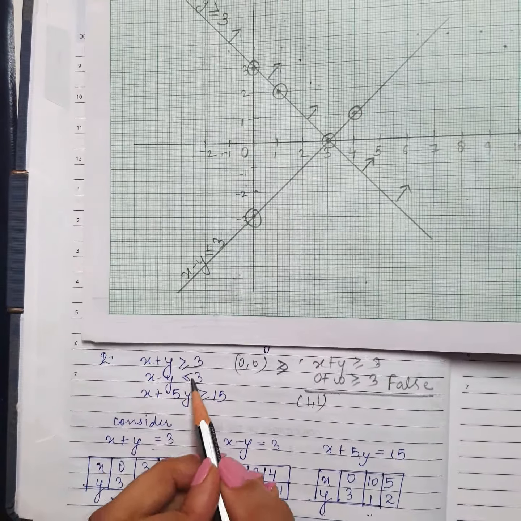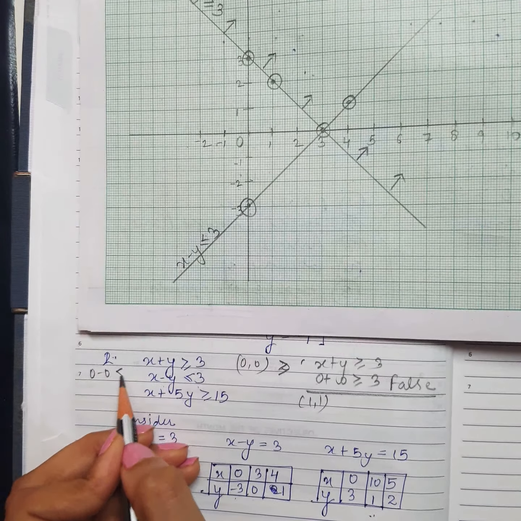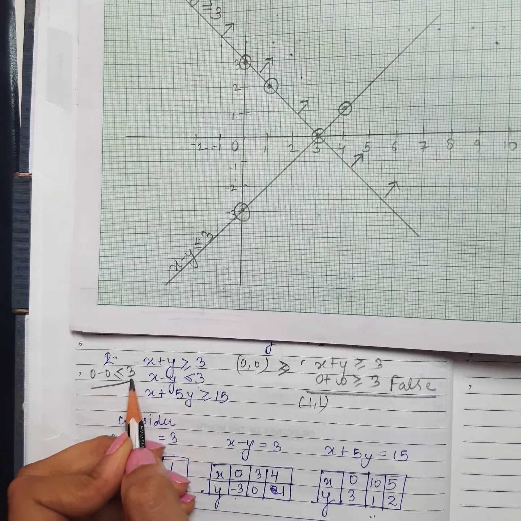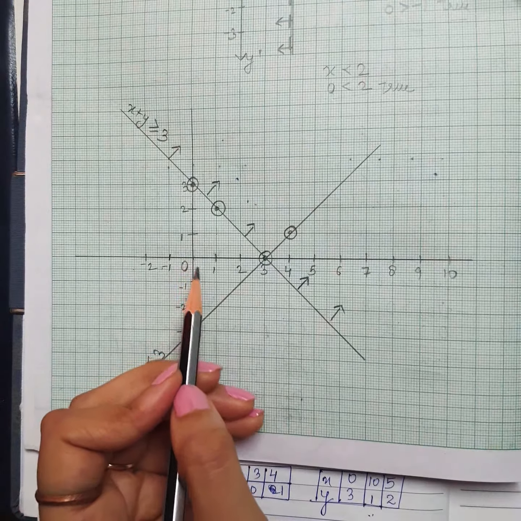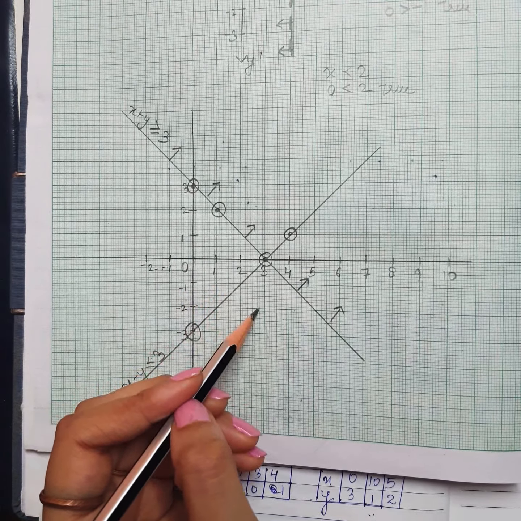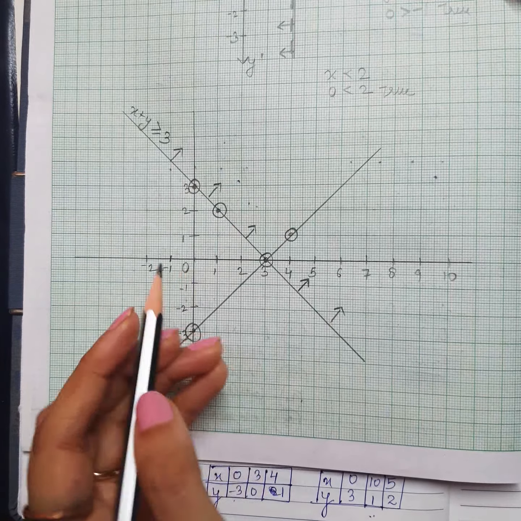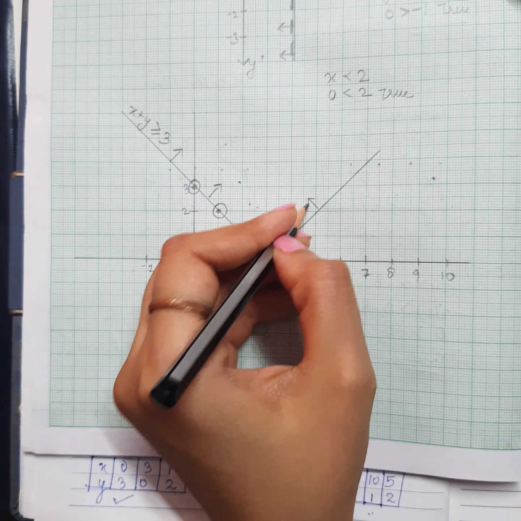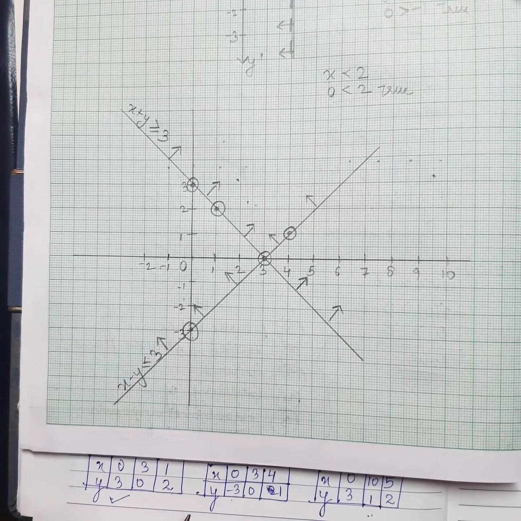Now let us satisfy the origin here. 0 minus 0 less than equal to 3, which is true. 0 is less than 3. So that means we have to include 0. So should the shade be upwards or downwards? Yes, you are right. Shade should include 0. So it should be upwards everywhere. So all the points above the line will satisfy.